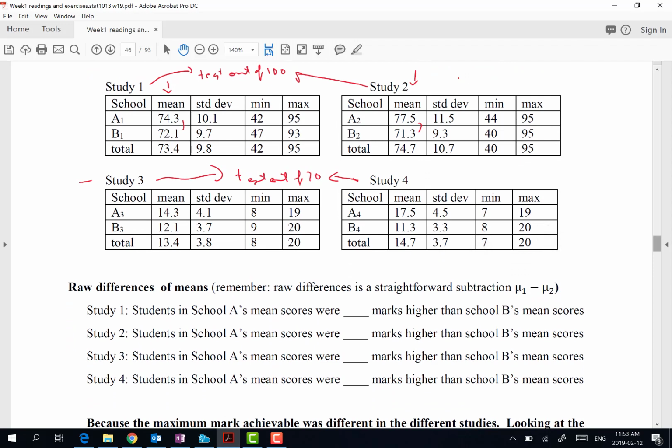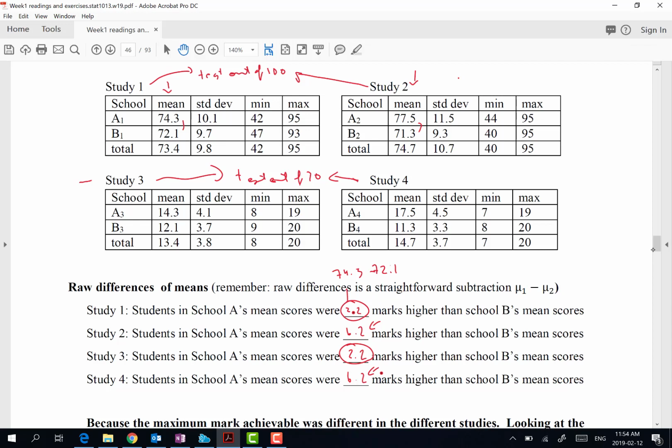Study 1, students in school A, the mean scores were 2.2 marks higher, right? So that's 74.3 minus 72.1. And here we have 6.2 marks higher. Here we have 2.2 marks higher, and here we have 6.2 marks higher. So you can see that we have 2.2 and 2.2 versus 6.2 and 6.2, right? So I've designed these to get specific values.